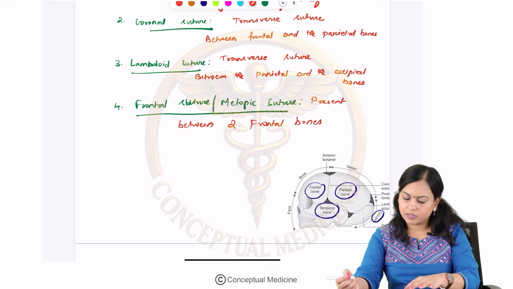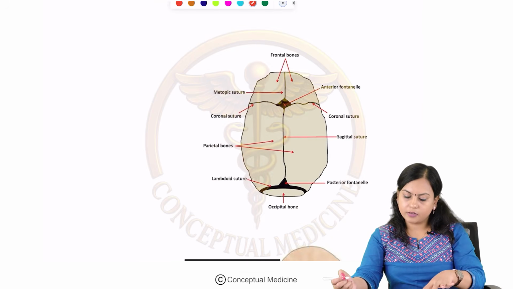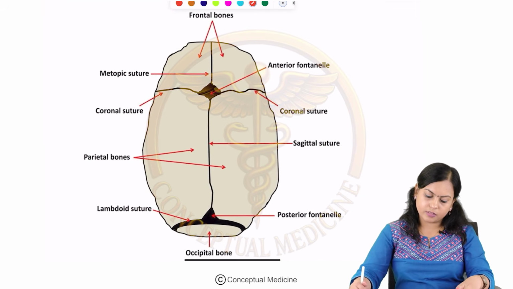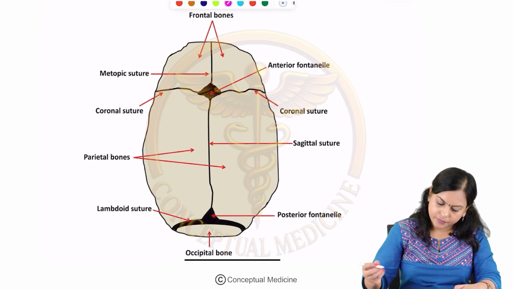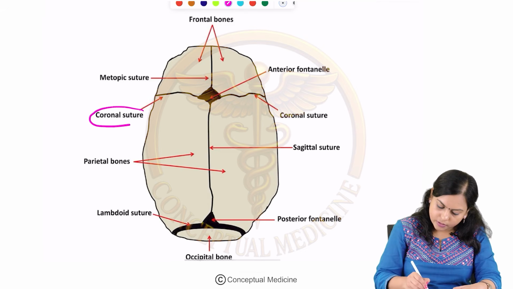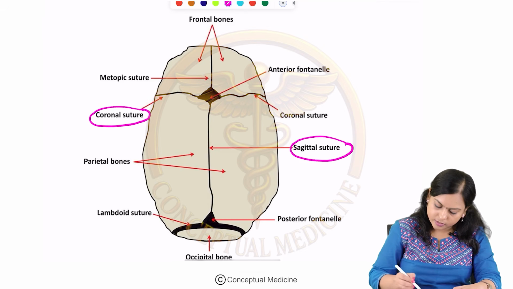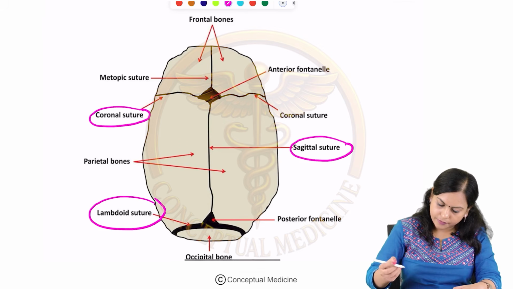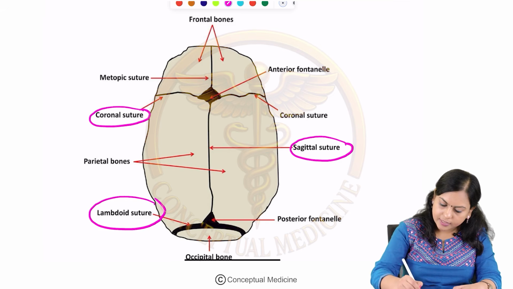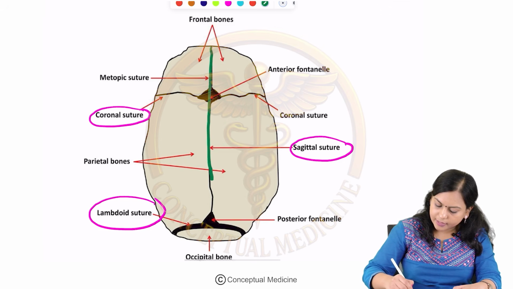Understood? Now in this pic we are able to see the various sutures. Okay, we have the coronal suture, sagittal suture, lambdoid suture. So what is sagittal suture? Sagittal suture is an antero-posteriorly running suture like this.